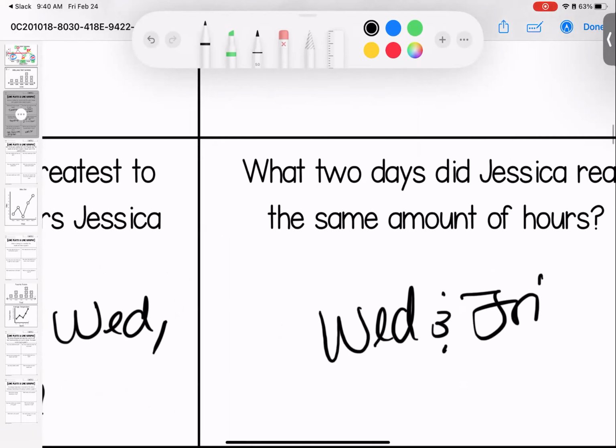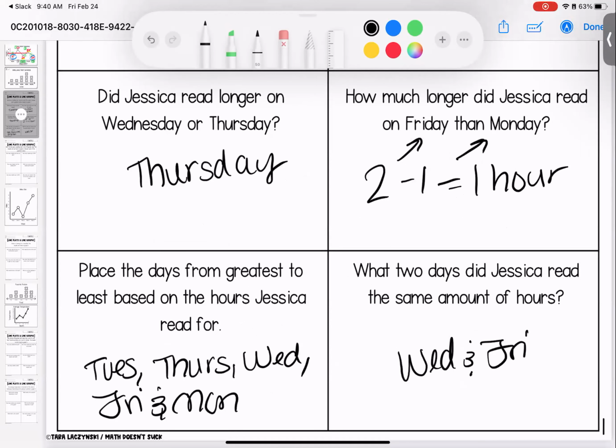Any questions on this first page? Bring them with you to class.